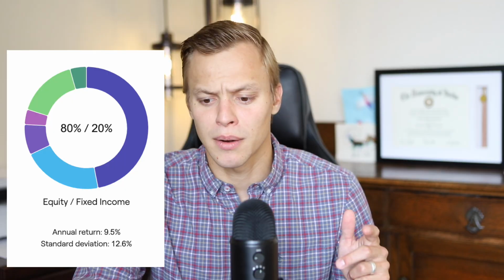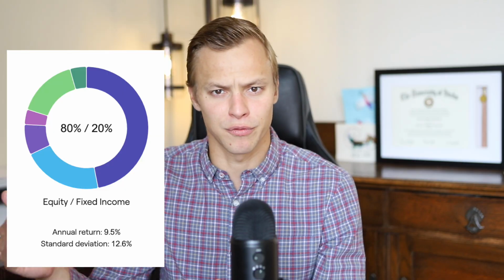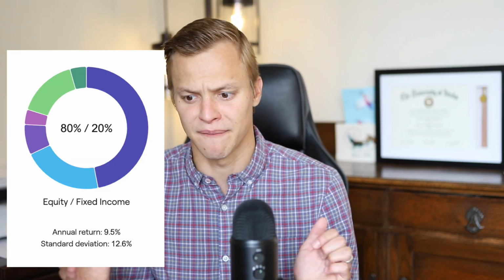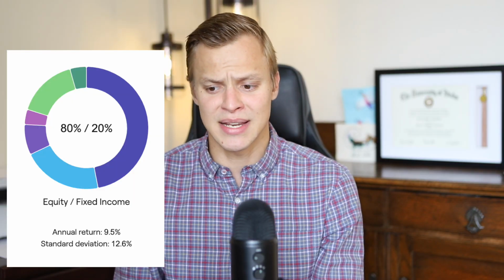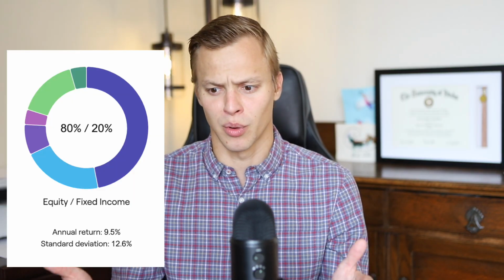So let's dive into our aggressive portfolio. And as we can see here, for our aggressive portfolio, we're assuming an 80-20 portfolio, 80% equity, 20% fixed income, with a hypothetical annual return of 9.5% and a standard deviation of 12.6%. Well, we can see here that yes, our return has come down from that of the most aggressive portfolio, but our standard deviation has also come down. Why is this? Well, now we have less equity exposure and more fixed income exposure.